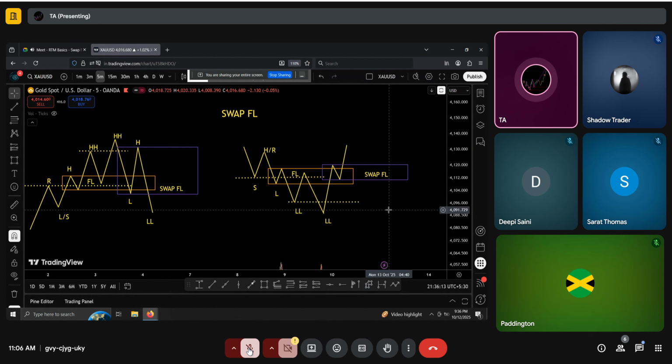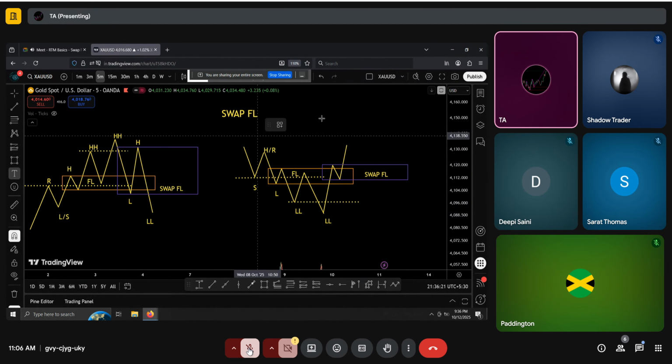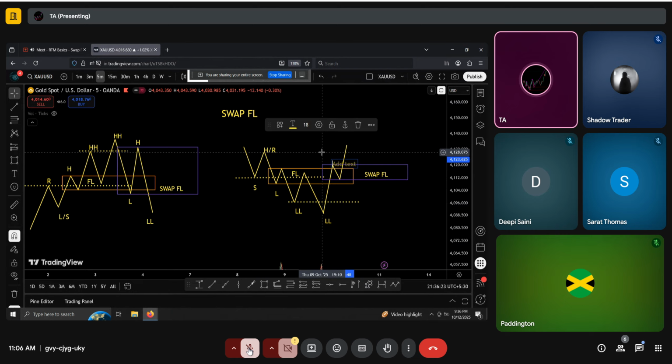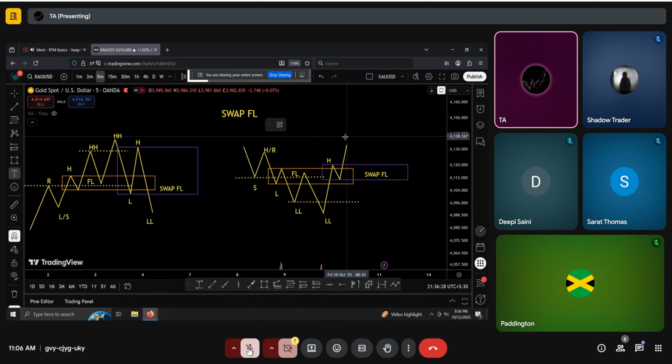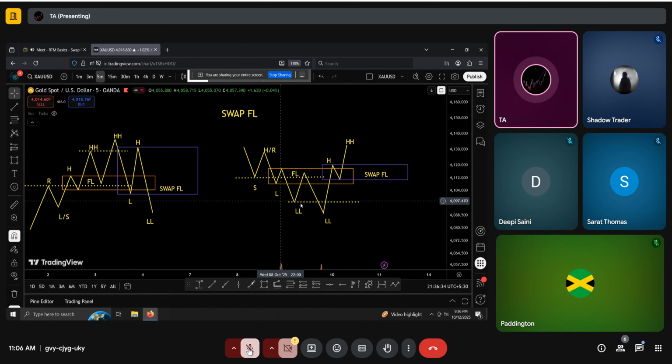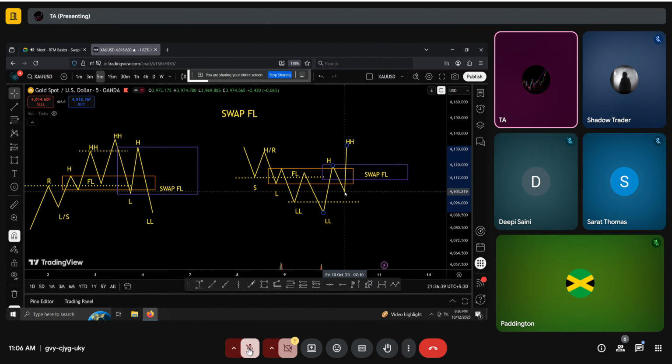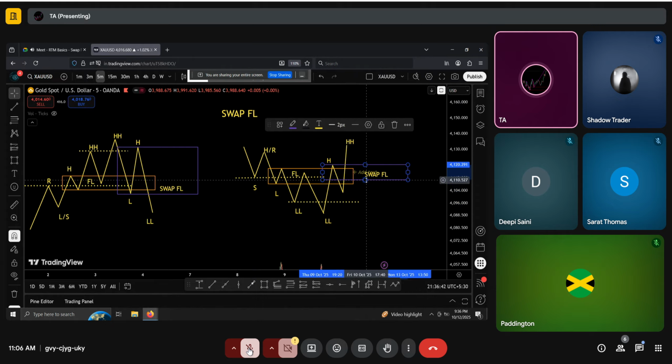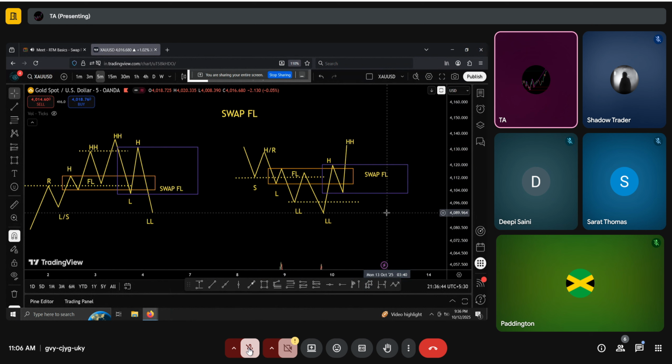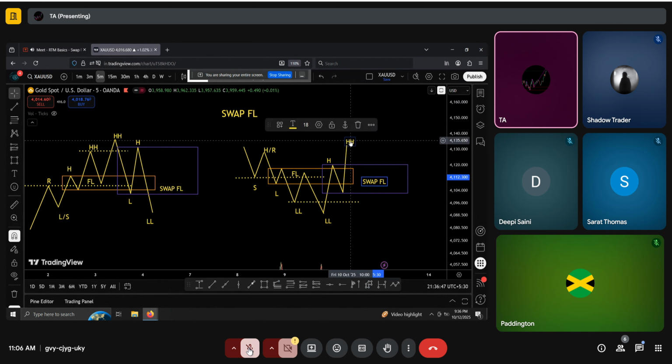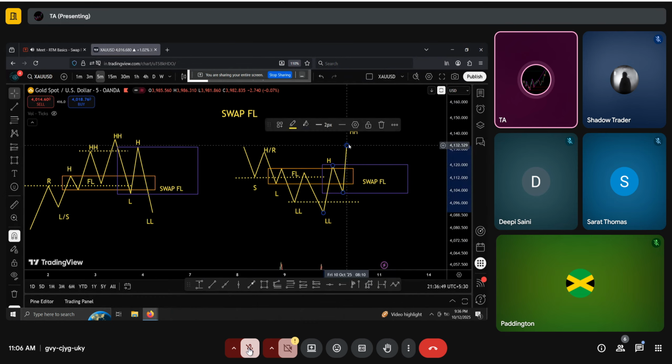Why is this called swap FL? This is the swap of the FL. After breaking of the FL zone, this box is created, so this will be called a swap FL. So here a high is made, and here a higher high is made, right? And again, this pullback can be small or can be big, can be till here. So in that case, our box will be like this one, right? So this is our swap FL.